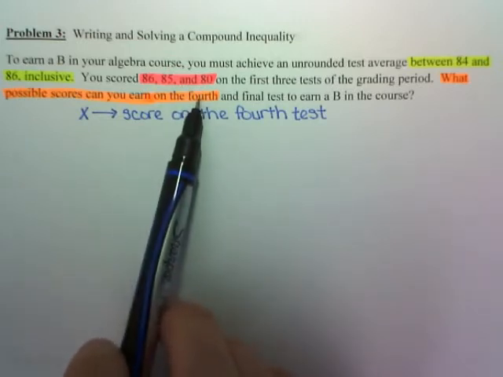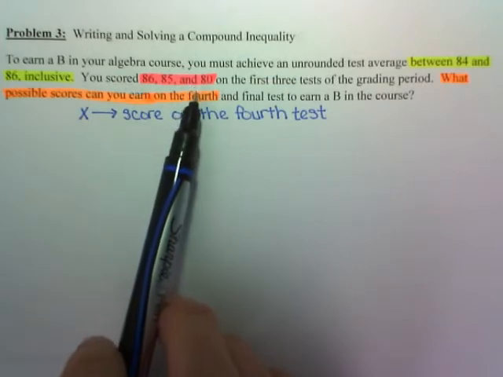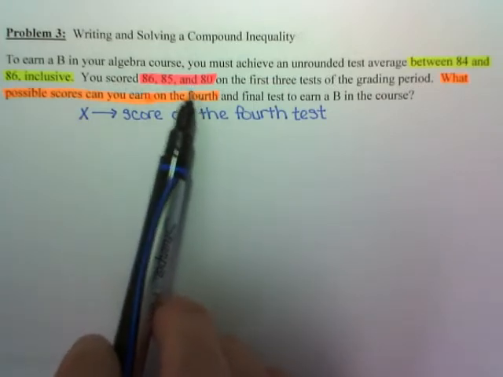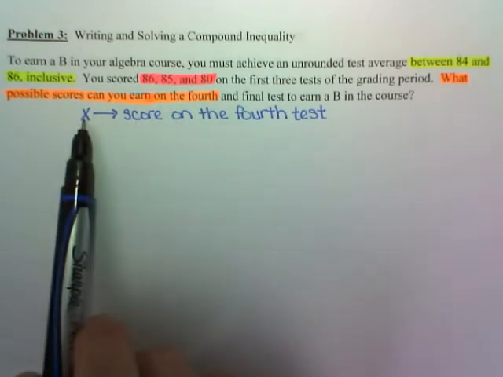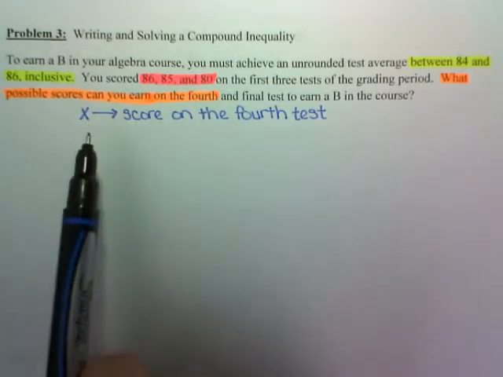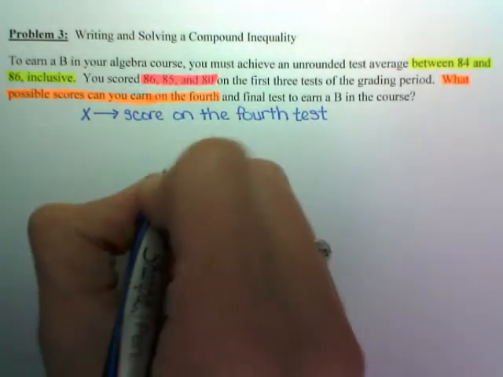At the end of your course, you're taking 4 tests, so you've taken a total of 4. So if I want to find the average, I've got to add all 4 tests, because that includes the one you don't know, and divide by 4. That's how you find average. So let's set that up.